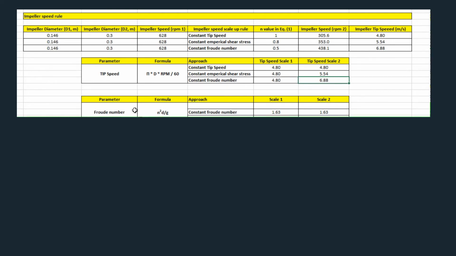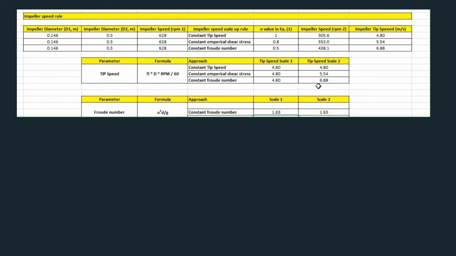So let's see whether the Froude number remains constant. This is the formula of the Froude number: N squared D by g. N is the RPM converted to revolutions per second, D is the diameter of the impeller, and g is the acceleration due to gravity, 9.8 meters per second squared. So we calculated the Froude number for the lab scale. Lab scale RPM is 62.8, divided by 60 to convert into seconds. So N squared times D, the lab scale diameter, divided by g, 9.8, gives a Froude number of 1.63.